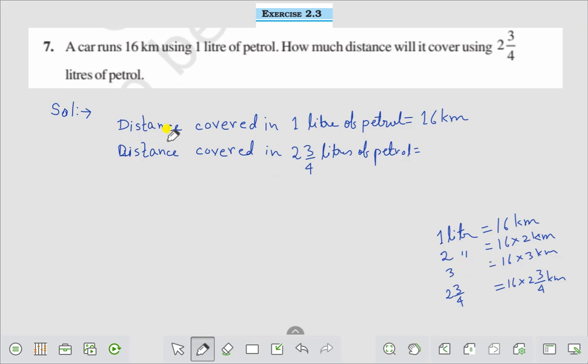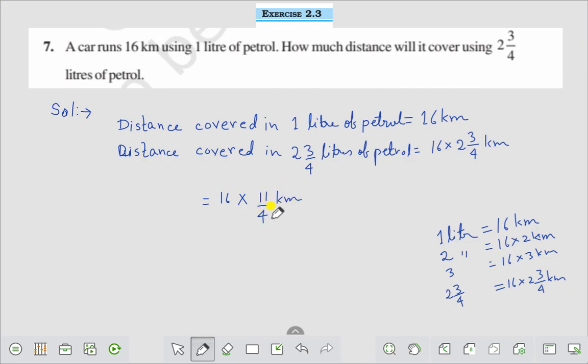Right? Therefore, distance covered in 1 liter petrol is 16 kilometer. Therefore, distance covered in 2 whole 3 by 4 liters of petrol is equal to 16 into 2 whole 3 by 4 kilometer. If we solve this, we are getting 16 into, it is a mixed fraction, multiply this number with this and add with the numerator. That is 2 4 is 8 plus 3 11. 11 by 4 kilometer.